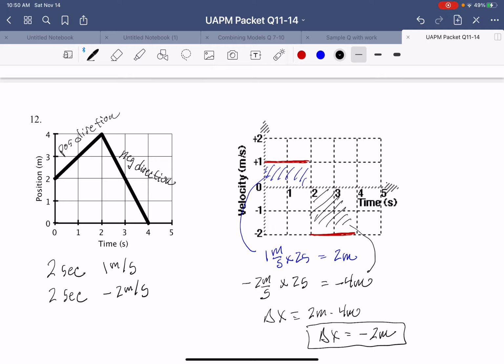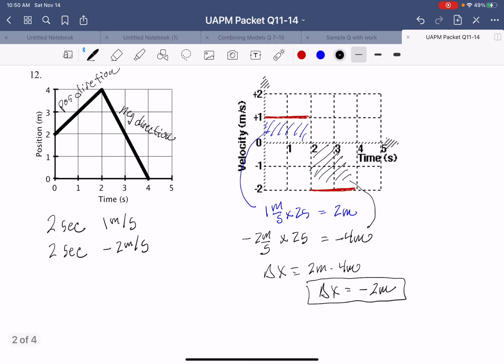We should get the same thing on the position time graph. Let's look. The change in position is my final position, 0 meters, minus my initial position, 2 meters. So my displacement is negative 2 meters. Same displacement because the two graphs are showing the same motion.